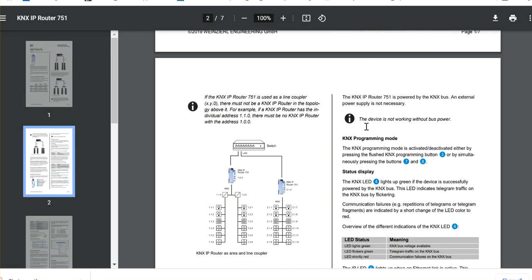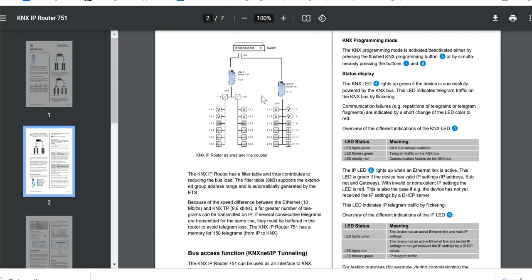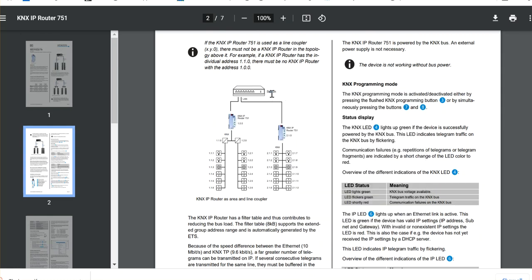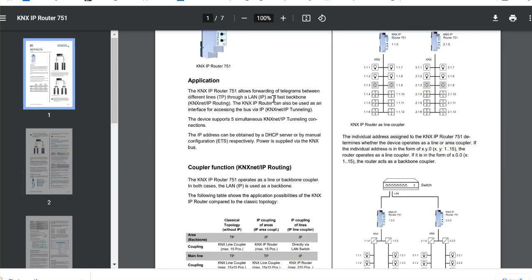Also, there is the possibility to combine these two approaches: one area with a backbone coupler as an IP router, and in another area you do not have any line coupler and you use the IP router as a line coupler. So there are some combinations of these devices.